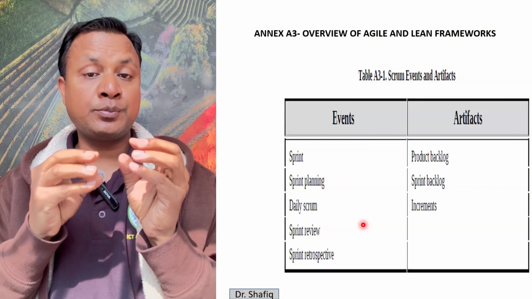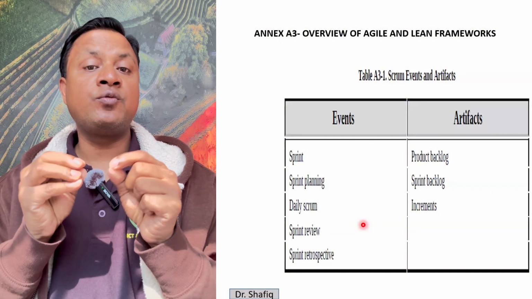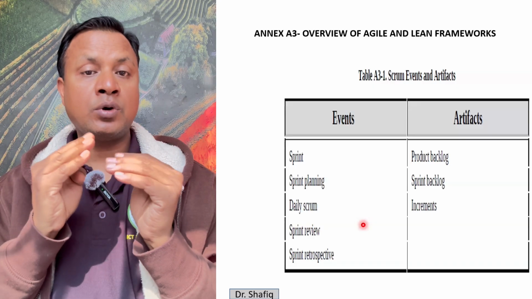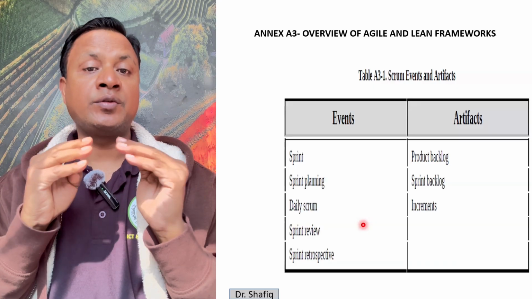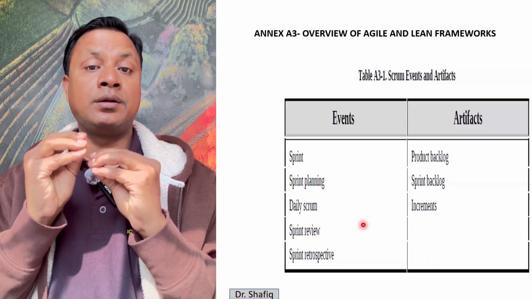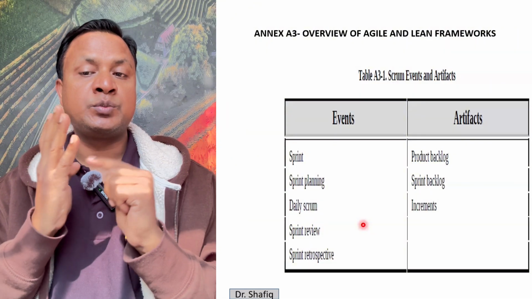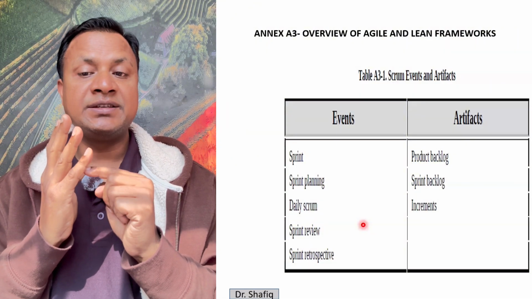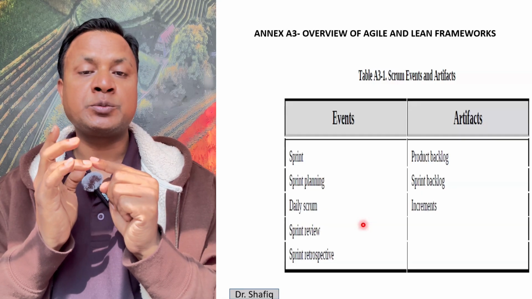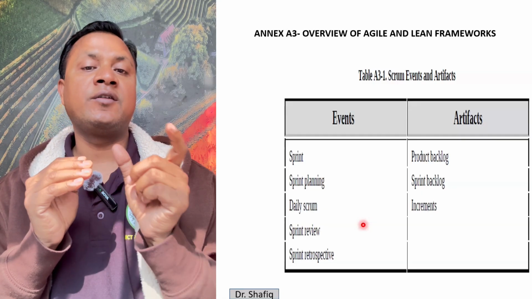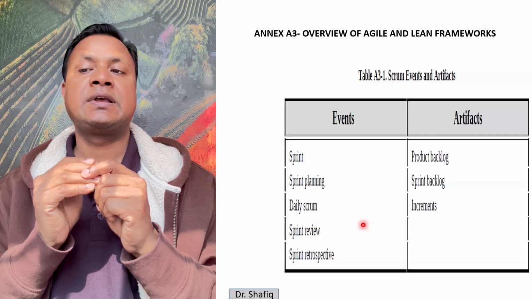Retrospective focuses on the processes, and sprint review focuses on the product, the quality of the product, the standard of the product, and the delivery of done deliverables. All of these, sprint planning, daily Scrum, sprint review, and sprint retrospective, are part of the Scrum process.